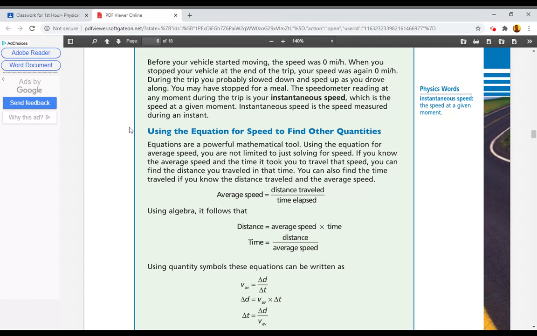Using the equation for speed to find other quantities. Equations are a powerful mathematical tool. Using the equation for average speed, you are not limited to just solving for speed. If you know the average speed and the time it took you to travel, you can find the distance you traveled in that time. You can also find the time traveled if you know the distance traveled and the average speed. Speed equals distance over time. Using algebra, it follows that distance equals average speed times time, and time equals distance divided by average speed.